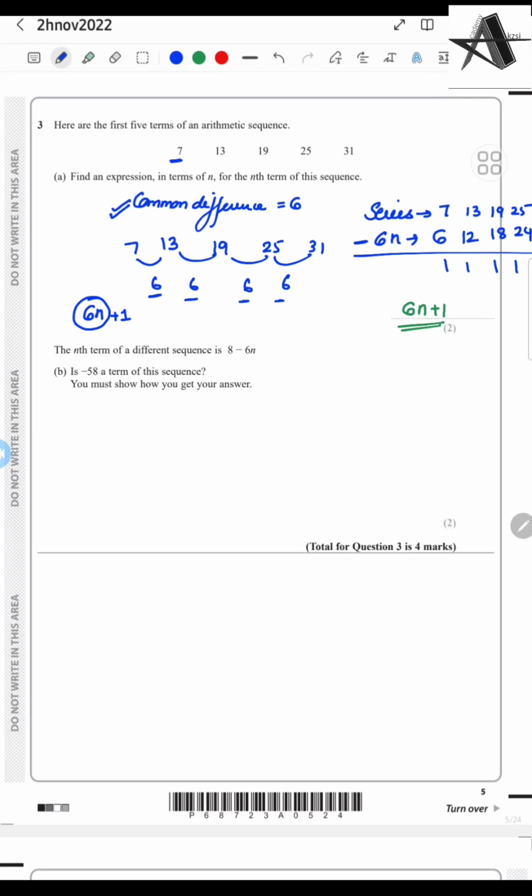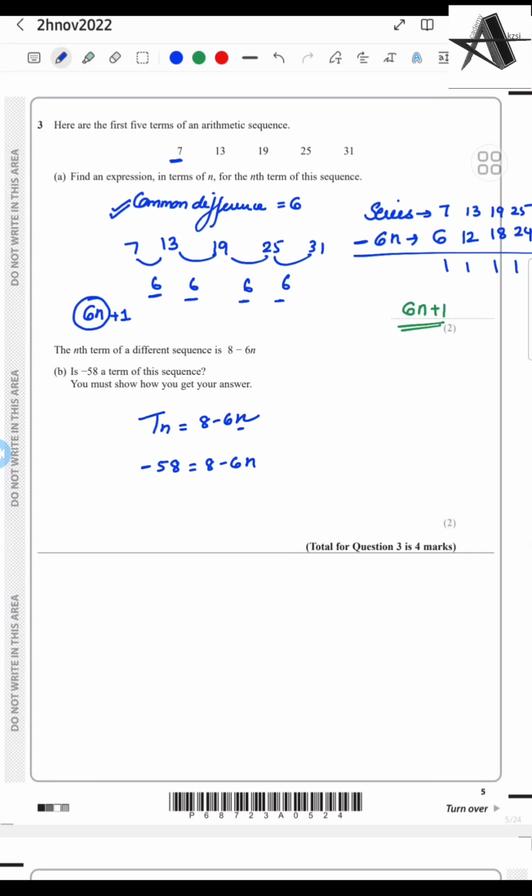The nth term of a different sequence is 8 minus 6n. Is negative 58 a term of this sequence? You must show how to get your answer. See, the nth term of a different sequence is 8 minus 6n. So let it be, obviously we don't know what term it is, but say the nth term is negative 58. Now I have to see if n comes out to be an integer or not. Because n represents the number of terms, the number of terms is always an integer.